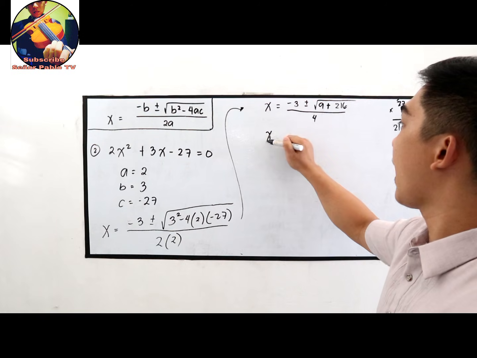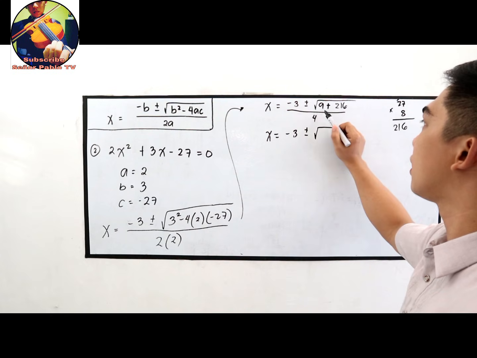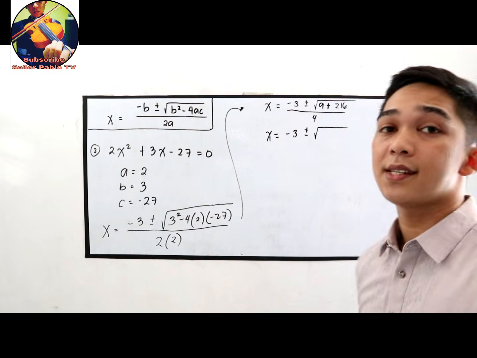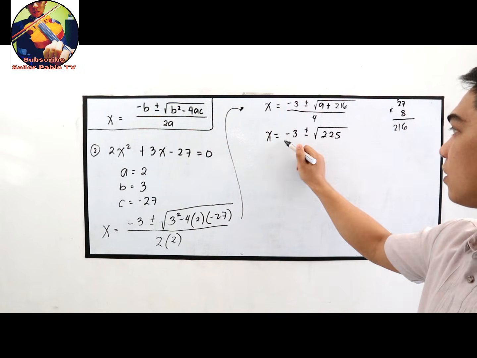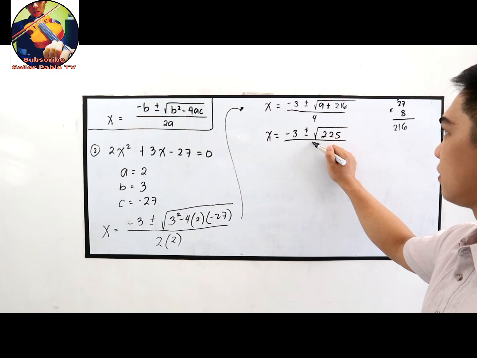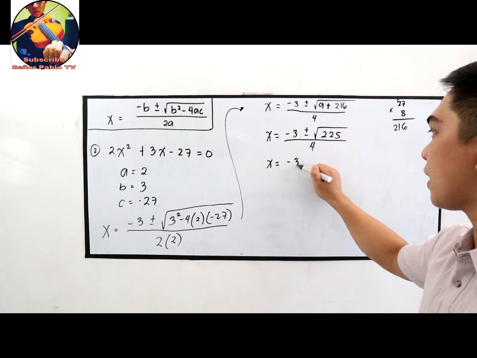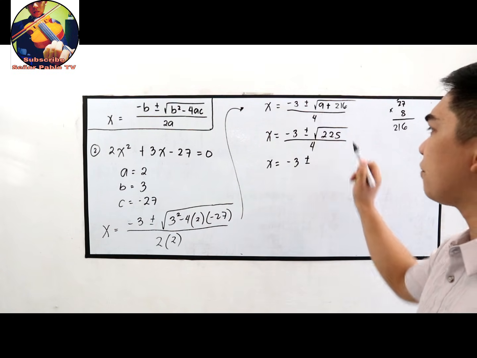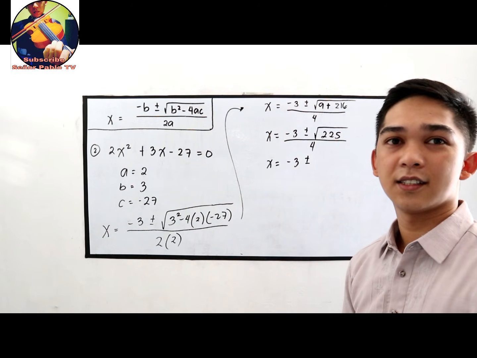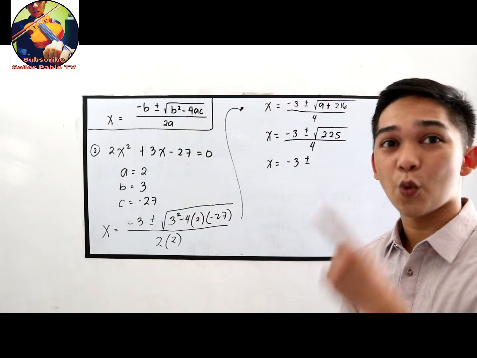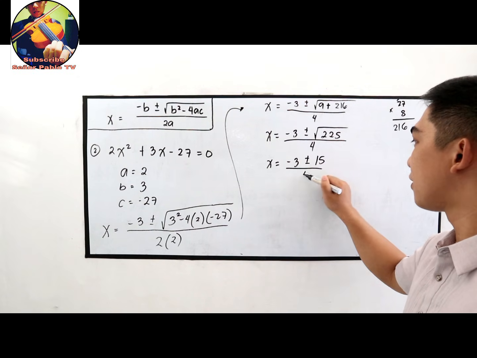Next, x is equal to negative 3, positive or negative square root of 9 plus 216. 225. All over 4. X is equal to negative 3, positive, negative, square root of 225. Perfect number siya. Yes. 15 square, or 15 times 15. So, 15 na lang. All over 4.